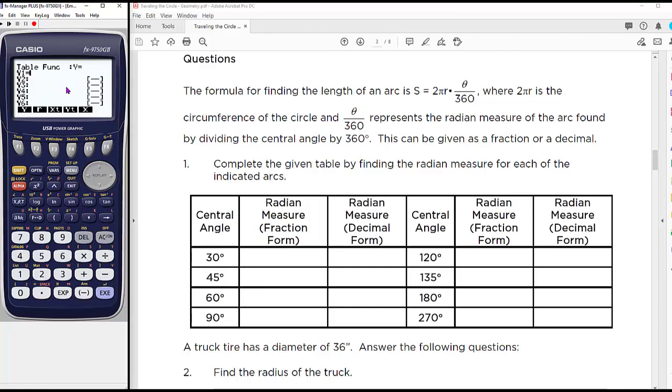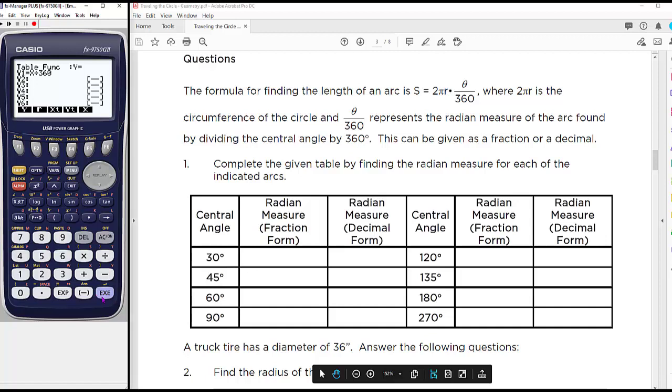All right, so now that I've cleared those out, I want to enter the function. So what is the function? Well, it's this one right here, x divided by 360. And x is representing theta here. So x divided by 360, that is our function that we're using to create the table of values. And so our input is the central angle measures, right?